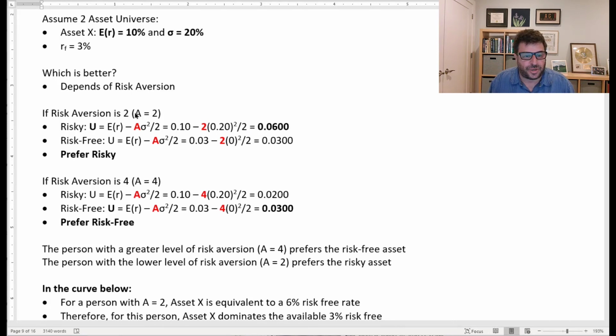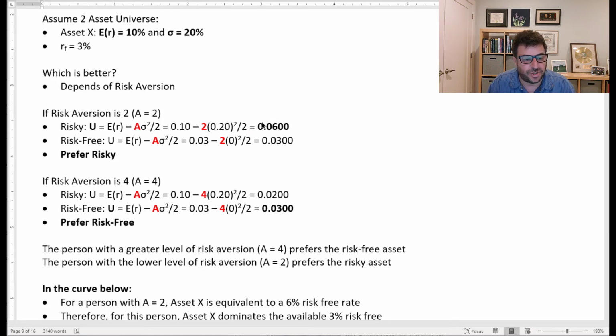Let's have someone who has a risk aversion of 2, A equals 2, and we can see that the utility that they earn from investing in the risky asset is 0.06, and the utility they earn investing in the risk-free asset, well, this is relatively simple because I'm going to plug in 3 for expected return and 0 for risk, and I'm going to get 0.03. And so the person who has a risk aversion level of 2 would prefer the risky asset.